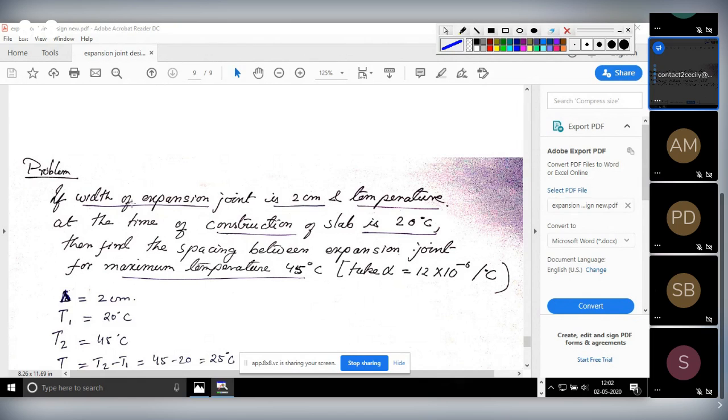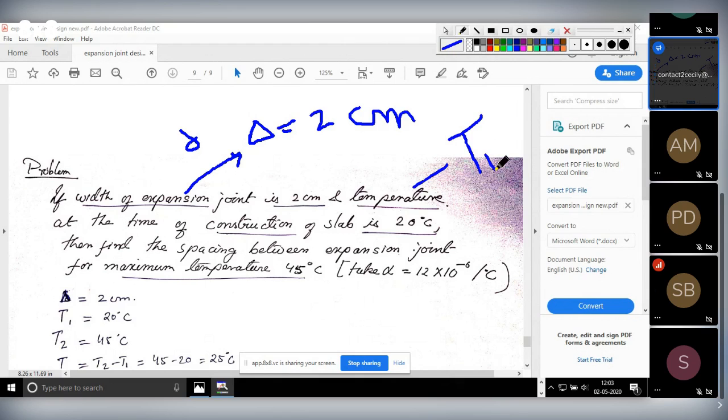So, the width of the expansion joint is what? Is this delta? Yes, this is delta, which is 2 centimeter, as given. And the temperature at the time of construction is your T1.